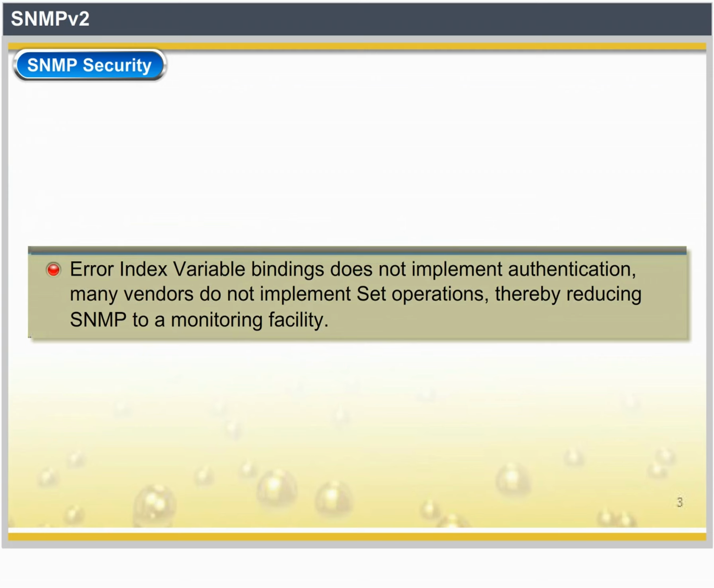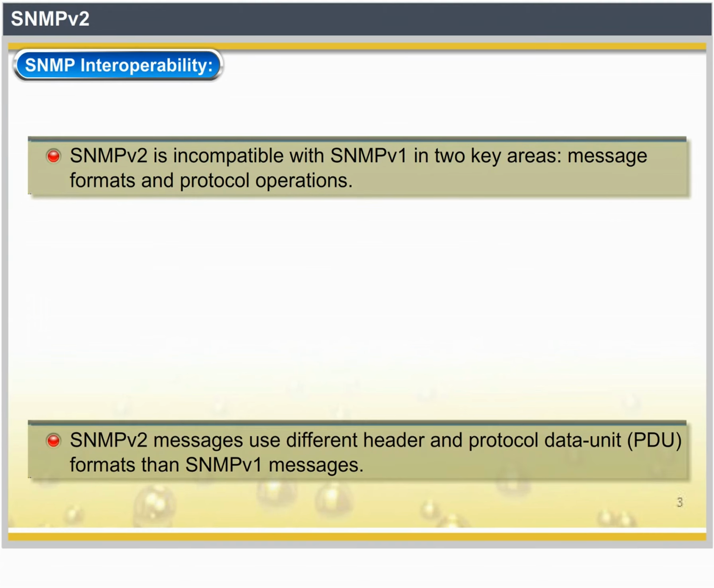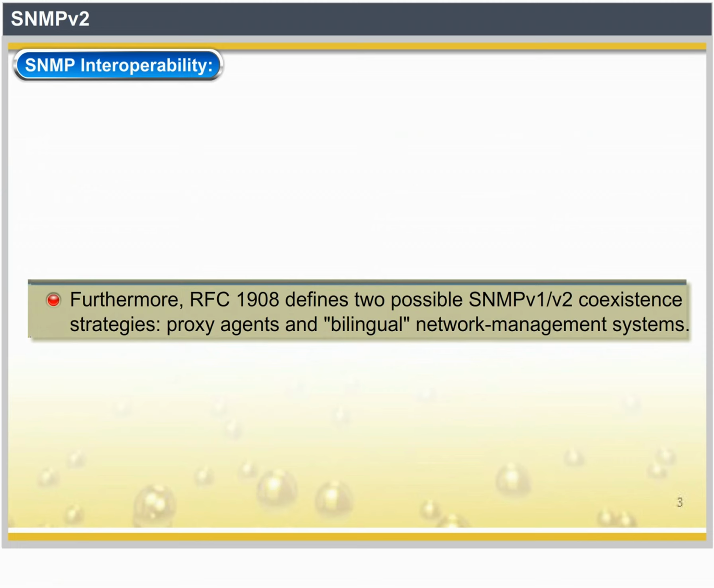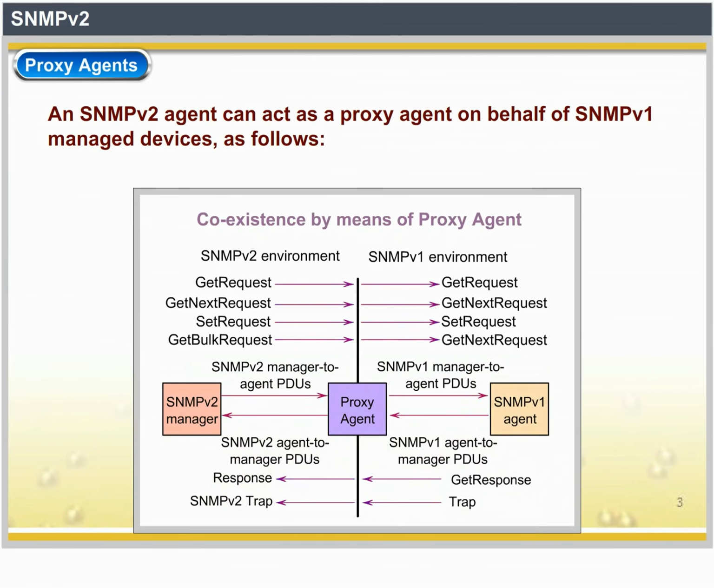SNMP interoperability. SNMP v2 is incompatible with SNMP v1 in two key areas: message formats and protocol operations. SNMP v2 messages use different header and protocol data unit, or PDU, formats than SNMP v1 messages. Furthermore, RFC 1908 defines two possible SNMP v1/v2 coexistence strategies: proxy agents and bilingual network management systems. Proxy agents. An SNMP v2 agent can act as a proxy agent on behalf of SNMP v1 managed devices as follows.